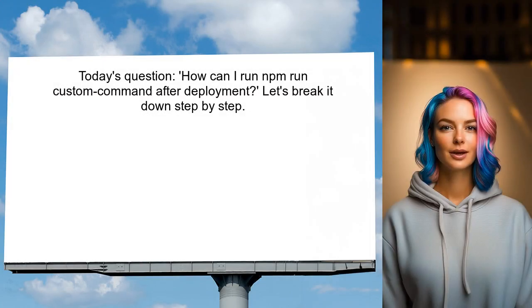Here's the specific question we're addressing today. One user asked, how can I run npm run custom command after my deployment is successful? This is a common scenario, and we're going to break it down step by step.